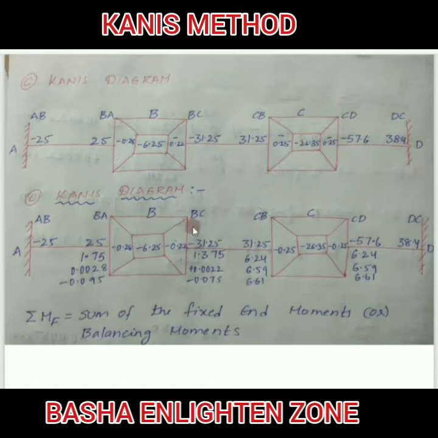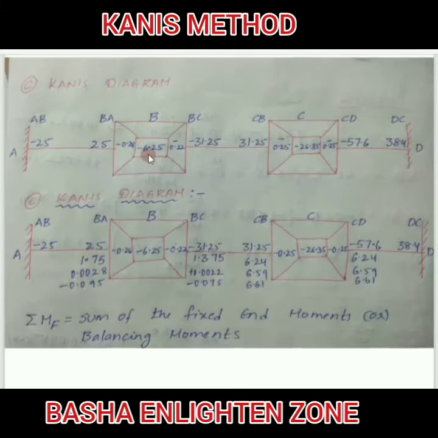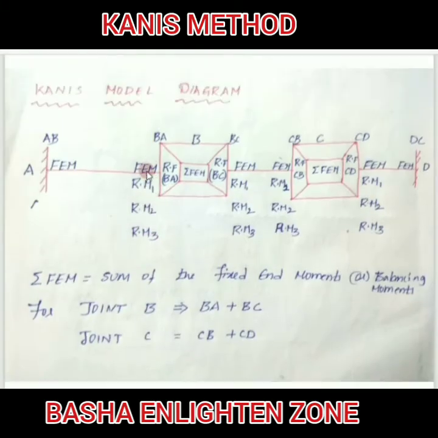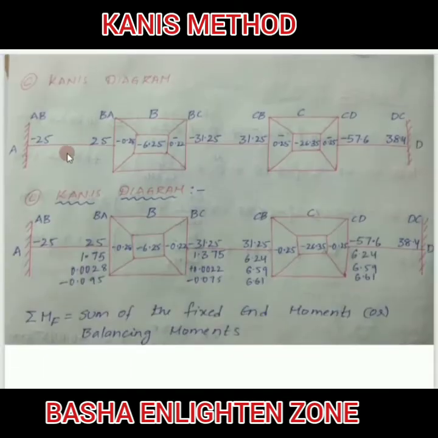At the same time, I didn't mention anything here. If you see in the model diagram, I clearly mentioned that after calculating the rotation moments, you have to write down the rotation moment for BA here, rotation moment for BC here, rotation moment for CB here, and rotation moment for CD here. So in the first step, there will be no rotation moment for AB, BA, BC, CB, CD and DC. After calculation of the rotation moments, we have to write them down one by one.